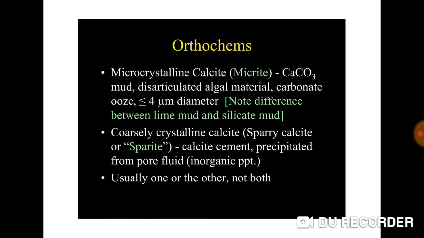Now, the types of orthochemical particles, or orthochems, are microcrystalline calcite and coarse crystalline calcite. Microcrystalline calcite, or micrite, is CaCO3 mud, disaggregated algal material, carbonate ooze less than or equal to 4 micrometer diameter. The second one is coarsely crystalline calcite, which is also known as sparry calcite or sparite. It is calcite cement precipitated from pore fluid, or inorganic precipitation. They usually have one or the other, not both.